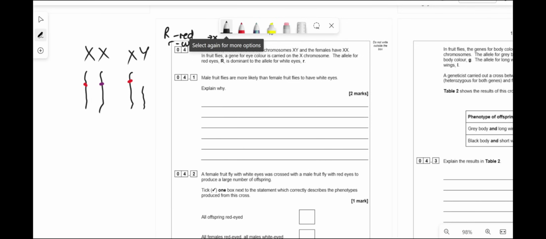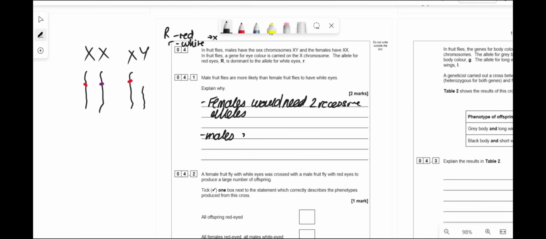So it says male fruit flies are more likely to express it. Explain why. Well, the females would need two recessive alleles, whereas males only have one. Males only have one X chromosome, so they only need one copy of a recessive allele.